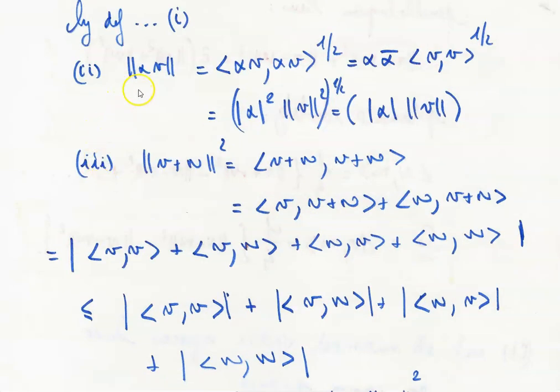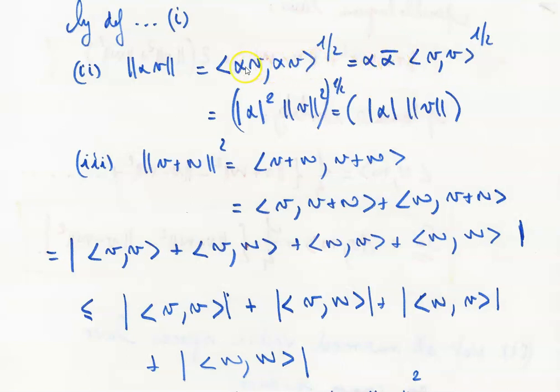Now the second axiom. The norm of alpha v is the square root of the inner product between alpha v and alpha v. Alpha is a complex number, v is the vector. When you multiply alpha by a vector, you multiply each component of this vector by alpha. But this is nothing less than alpha multiplied by the complex conjugate of alpha.